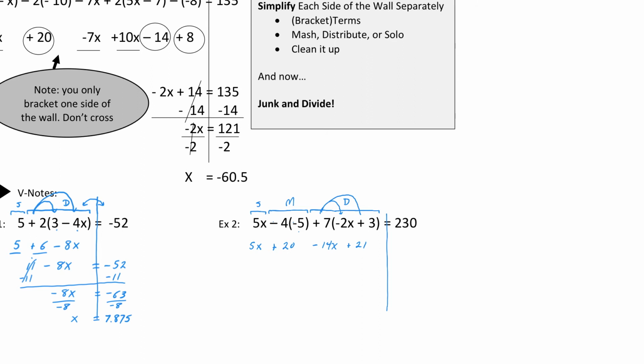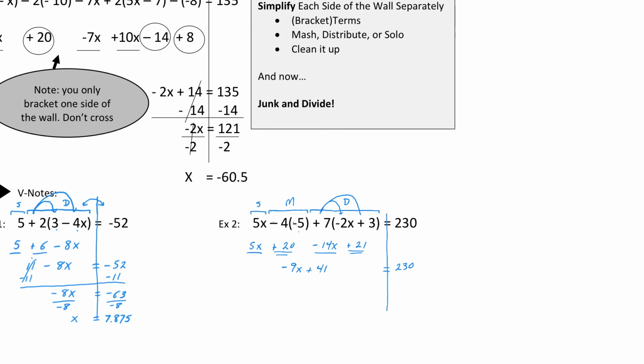Once we get through our mash and distributing step, we know we're going to clean it up. So we take care of our x's first. Looks like negative 9x. And then we'll take care of our regular numbers, plus 42. Sorry, plus 41. Other side looks clean.